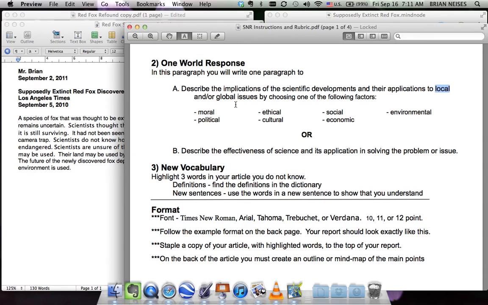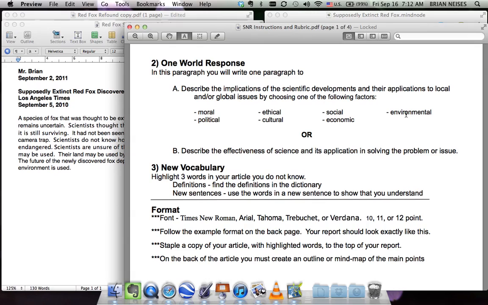So that's our first choice, that we're going to think about it from a local perspective. We then need to think about which of the following factors is best able to talk about all of the things that we have there. Is the discovery of the fox a moral issue? Does it have to do with beliefs about right and wrong, or political issues? It can probably be political if we wanted to think that way, but there's not much evidence in the article for that. Nor is there much ethical and cultural.